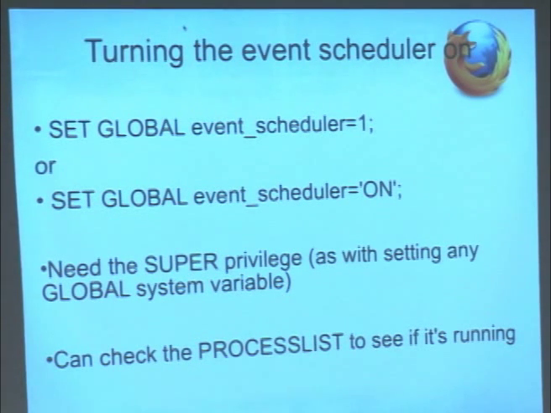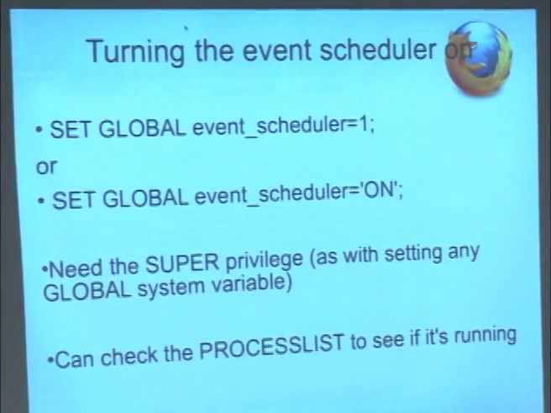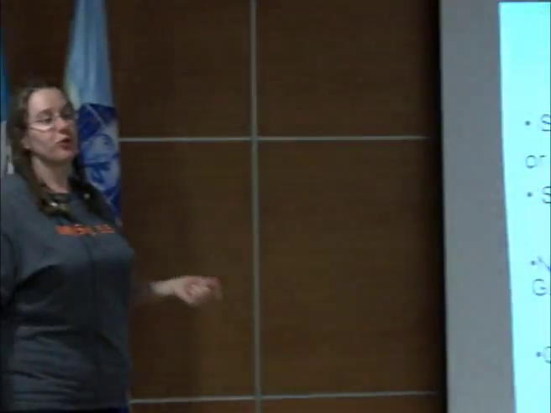However, here's how you can do it. This is how you turn it on. By default, it's off. So here's how you turn it on. Set global event_scheduler equals 1, or you can set it to ON, just the text. You can also put it in the my.cnf file, so it will start up when you start the machine. You do need the super privilege to do this. Whenever you set any dynamic global parameter in a running MySQL, you have to have the super privilege. So this is nothing new, but you might not have realized it. If you try to do this and you get an error, you might say, oh, I don't have the privileges. And you can check the process list, which I showed you before, to see if it's running.